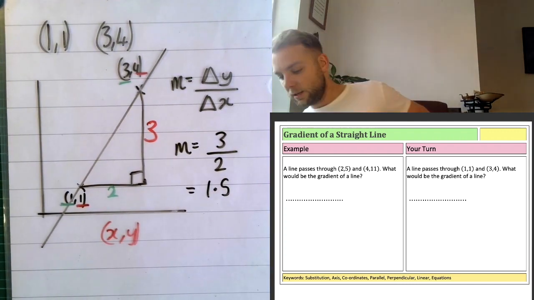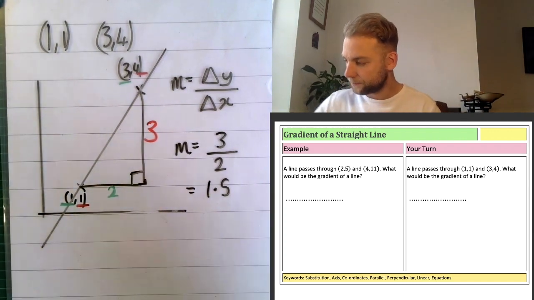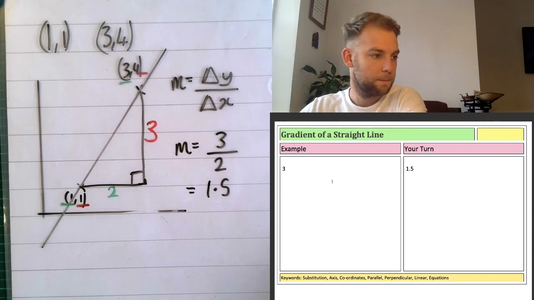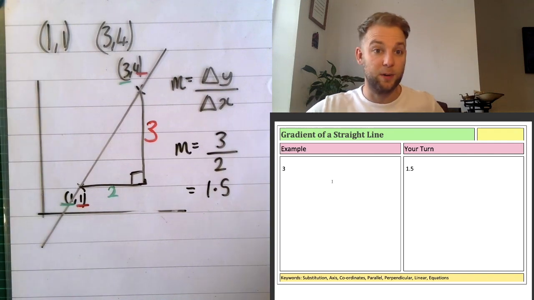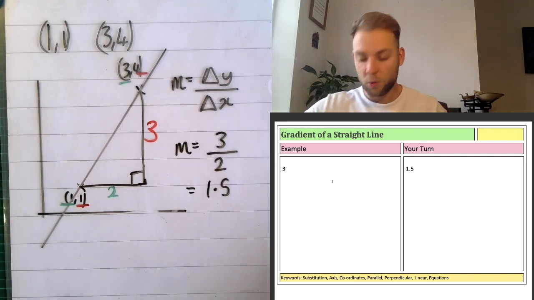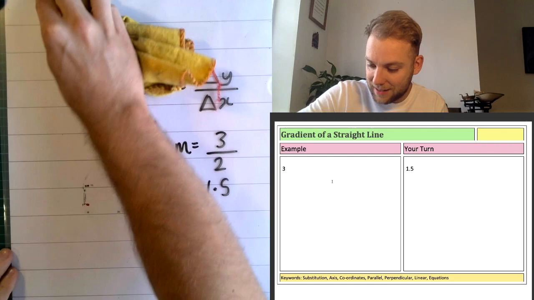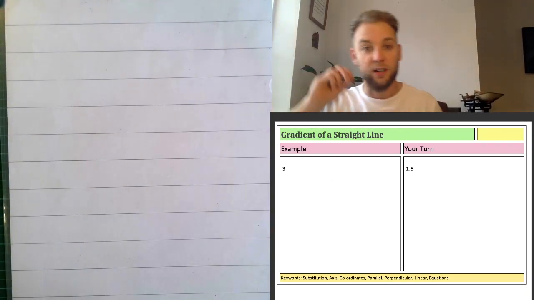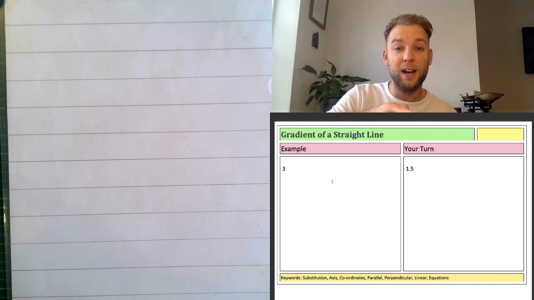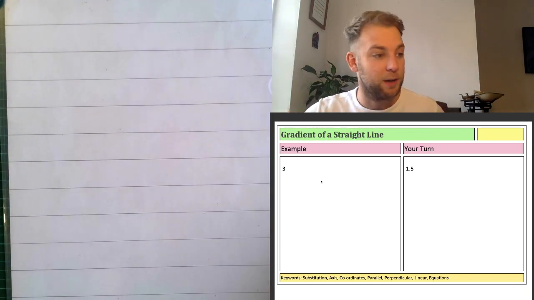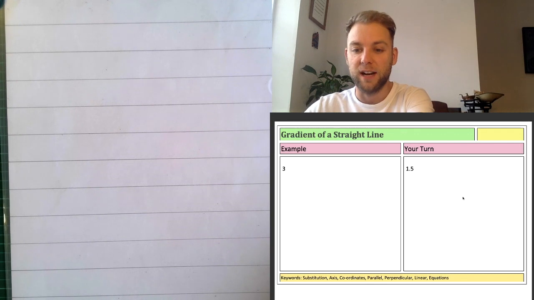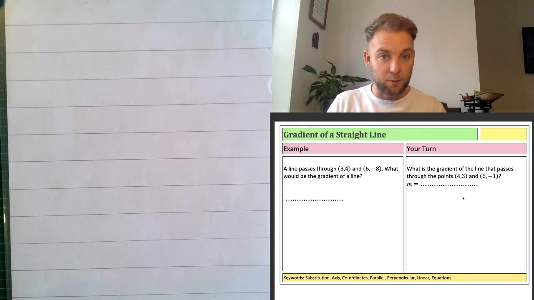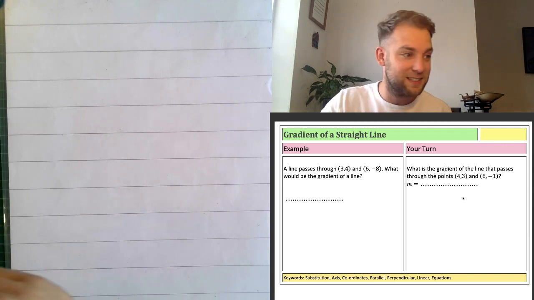Brilliant. So let's just check those answers. Let's see what we got. 3 and 1.5. Brilliant. Super. So what's up next? We've looked at positive gradients and negative gradients when they start at 0. We've looked at positive gradients when they don't start at 0. So now we're going to be looking at negative gradients that don't start with 0. So do make sure you're getting these down in your notes. Remember, the only way to learn maths is to do it.